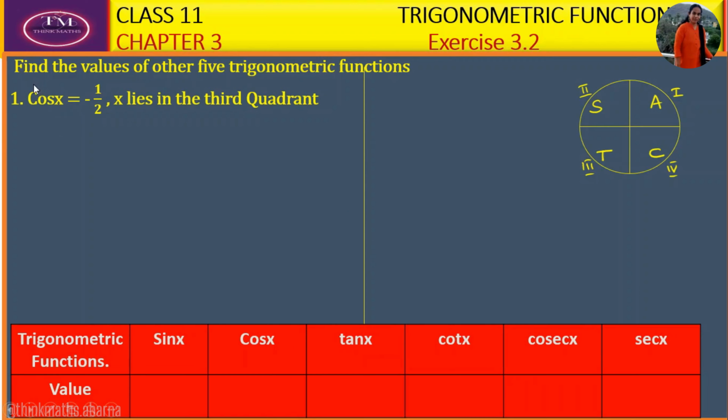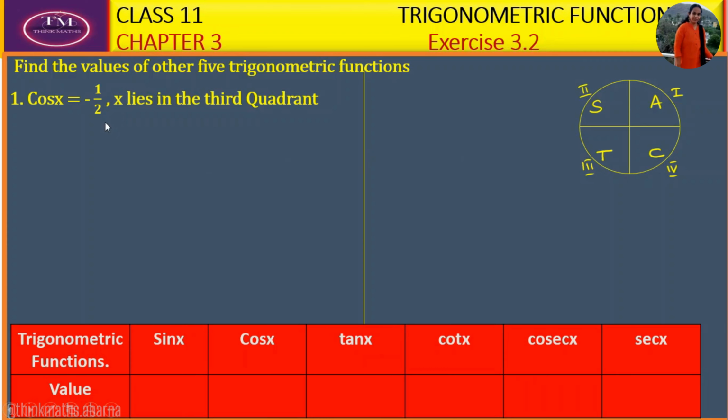The first one: find the values of the other 5 trigonometric functions. Here cos x equals minus 1 by 2, and x lies in the third quadrant. We know the trick, add sugar to coffee. So it is T in the third quadrant. T is for tan and cot. So tan and cot are positive in the third quadrant.